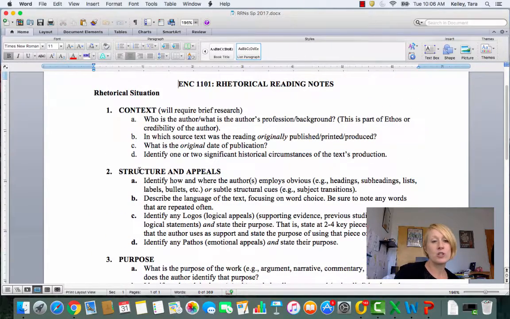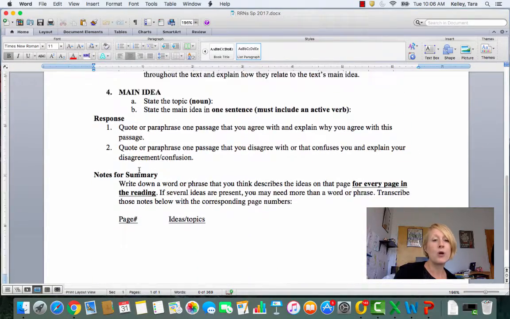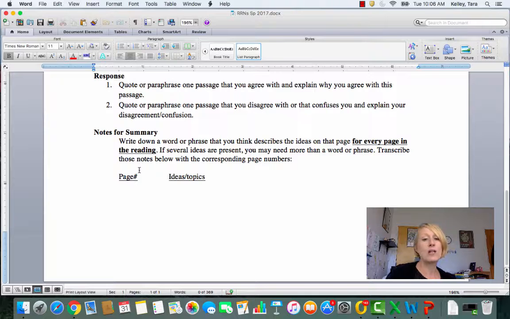So here, what we just looked at was rhetorical situation with number 1, 2, 3, 4. Moving on, you are to write a response. And here, there are 2 parts to your response. The first part is to find a passage that you agree with, quote it or paraphrase it, and cite it with a citation, author's last name and page number, and then explain why you agree with this passage. This should not be something that you write a single sentence for. You should write a couple of sentences explaining why you agree with this passage.